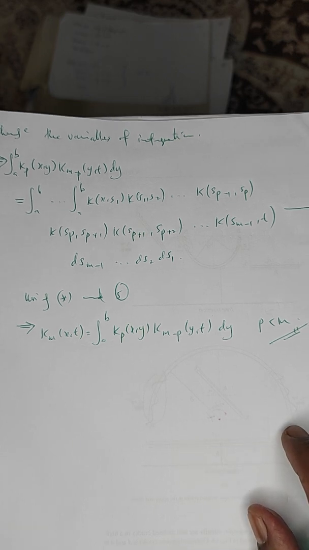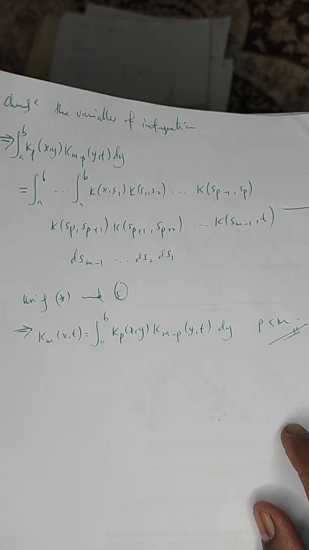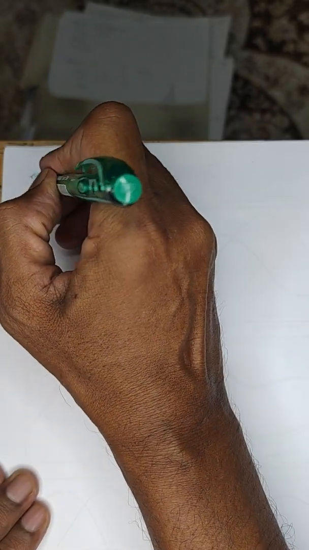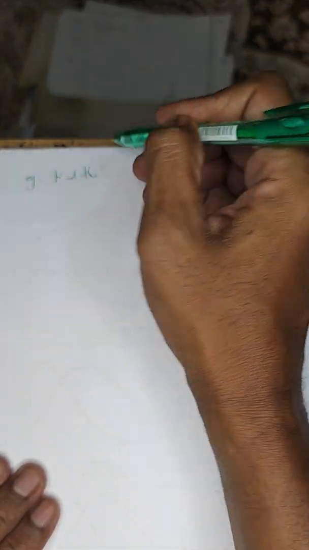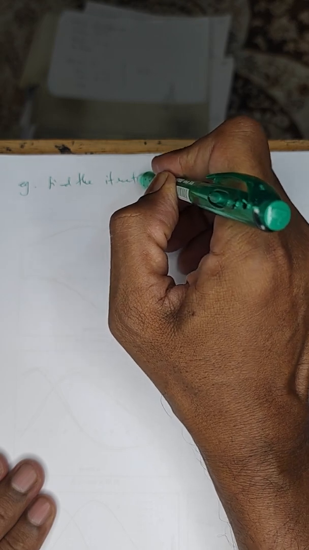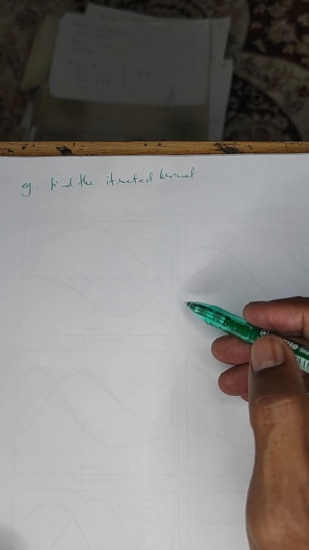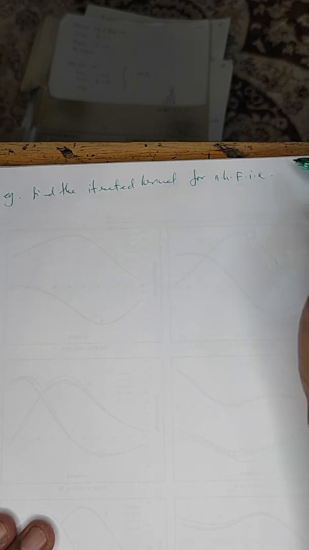Now look at some examples. I might discuss 2 examples. If I still have time, I might go to another example. Just quite simple examples in this case. So, how to find the iterated kernel? Find the iterated kernel for the non-homogeneous Fredholm integral equation.